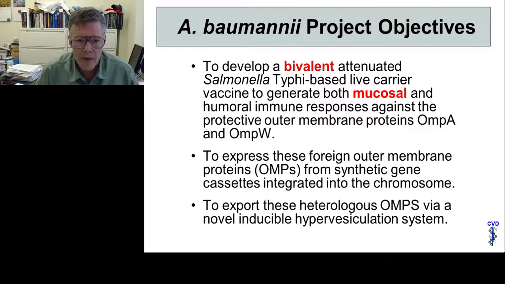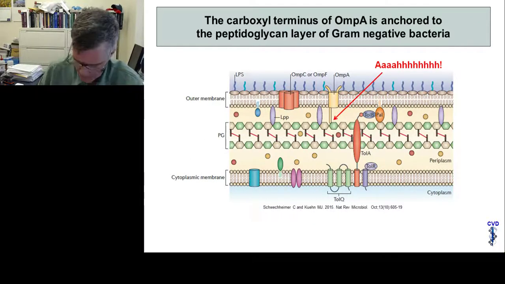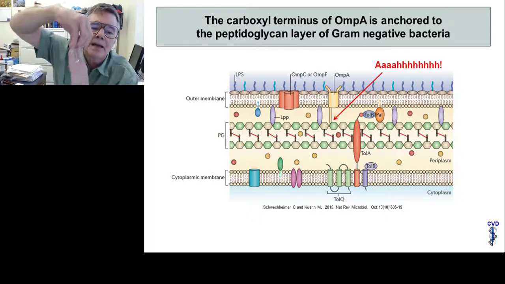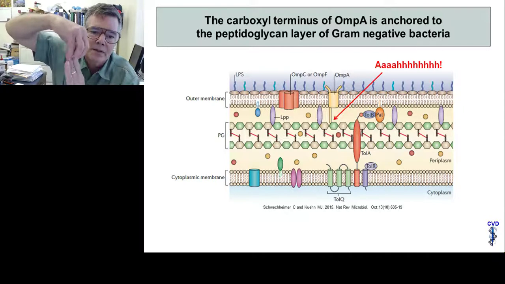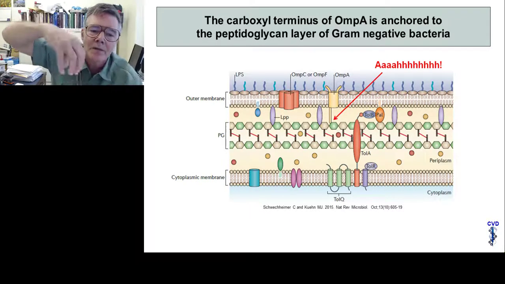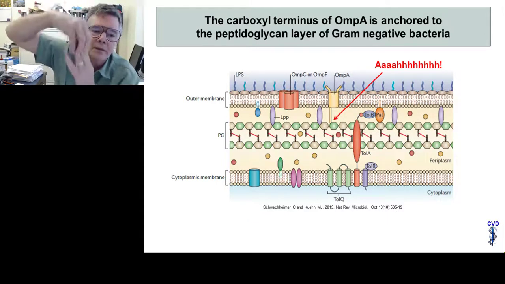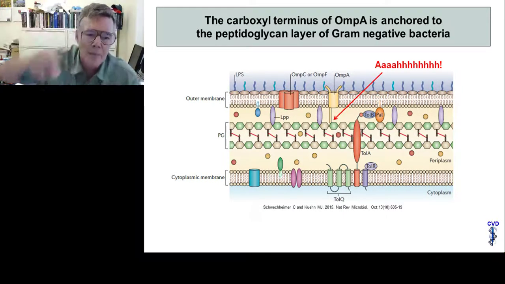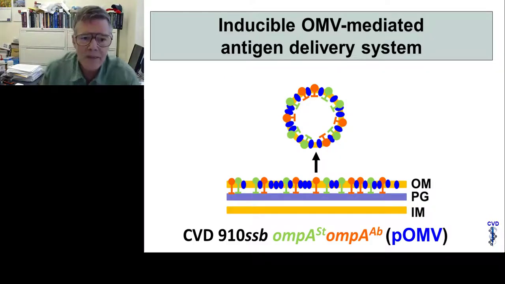All right, the problem is that OMP-A has this annoying tendency to grab onto peptidoglycan and stabilize the outer membrane. So overexpression of OMP-A might be problematic for vesicles because it's holding onto the peptidoglycan. So we've had to engineer a version of OMP-A in which that interaction doesn't happen anymore. And this is the way the vesicle delivery system might look.